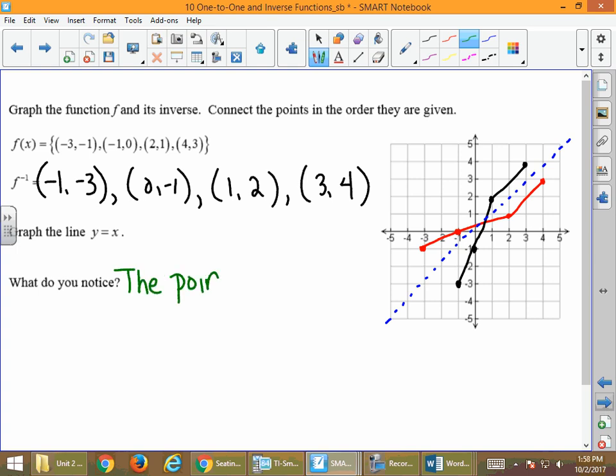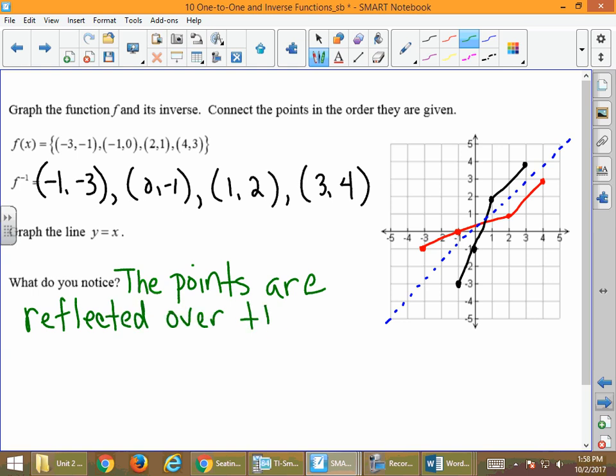The points are reflected over the line y equals x. So what does that mean?